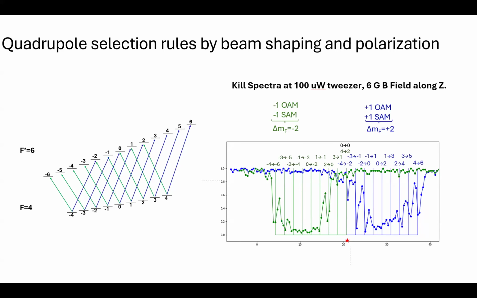Okay, I want to make sure. So it's because of off-resonance scattering driving to other F prime states, and therefore you pump out of the stretch state. Yeah. Okay.